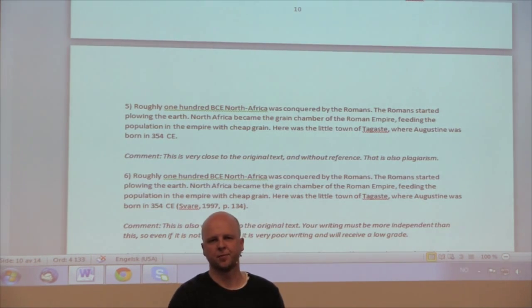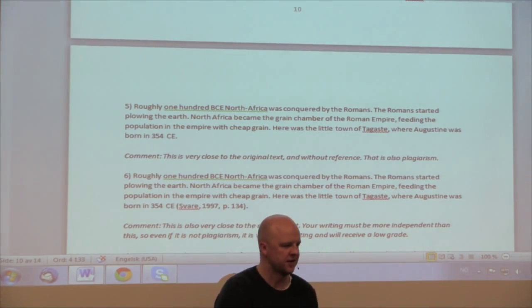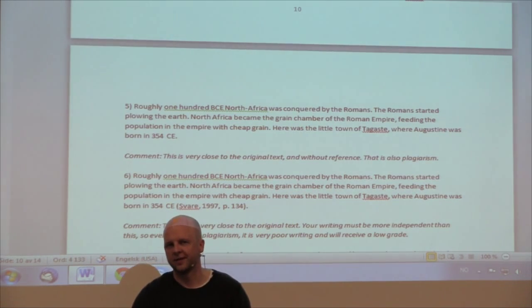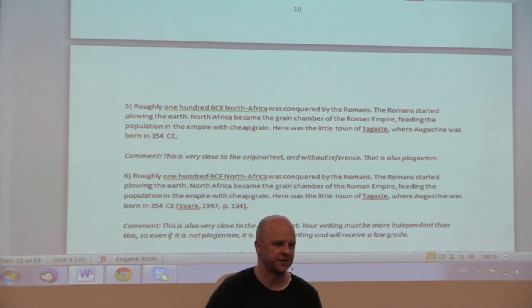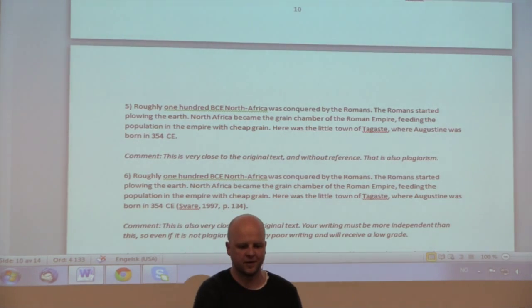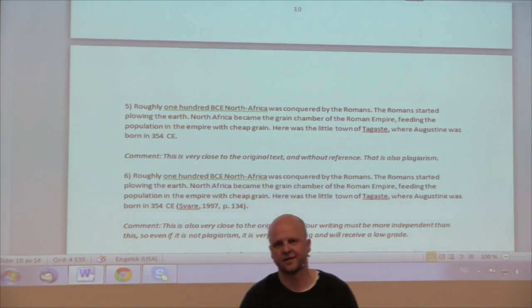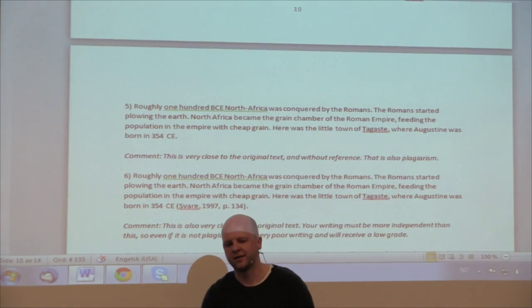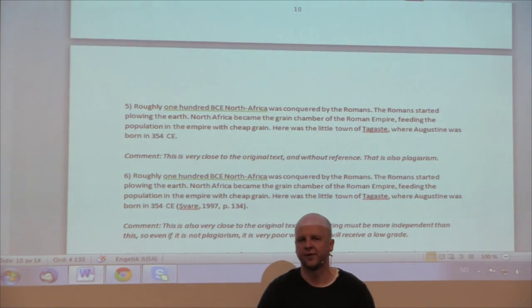Take out one, maybe put in a synonym here, etc. That's too close as well. That will also be considered plagiarism if you just change a word here and there, because obviously you're sitting with a book beside you and writing what it says. So there needs to be quite some distance between the original and what you write.